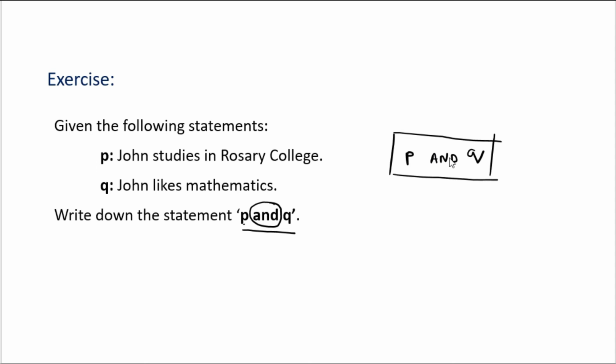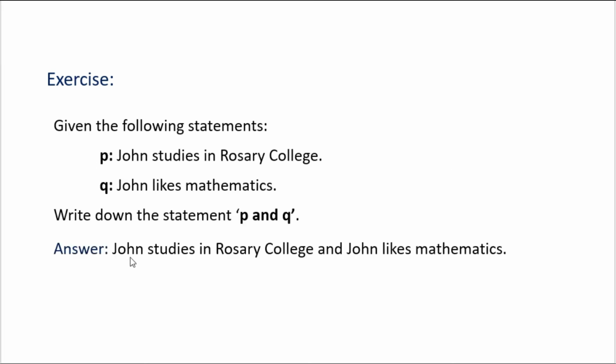It's fairly straightforward. The answer will be John studies in Rosary College, which is P, as you can see here. You use the word and. John likes mathematics, which is Q, which is over here. So John studies in Rosary College and John likes mathematics. So we have connected the two statements P and Q by using the connecting word and.